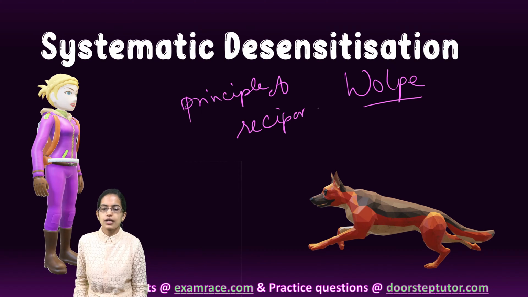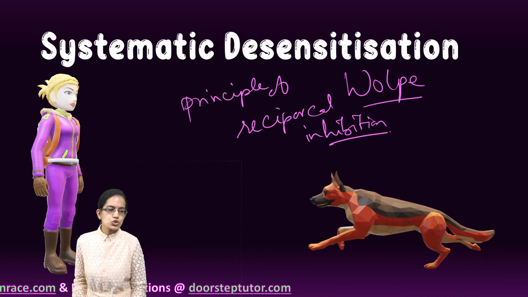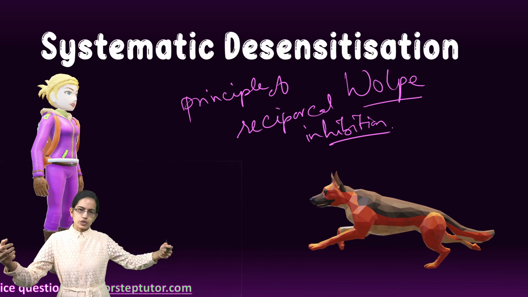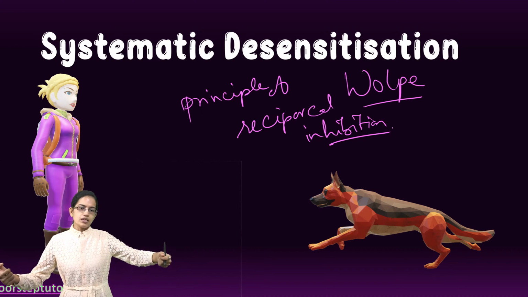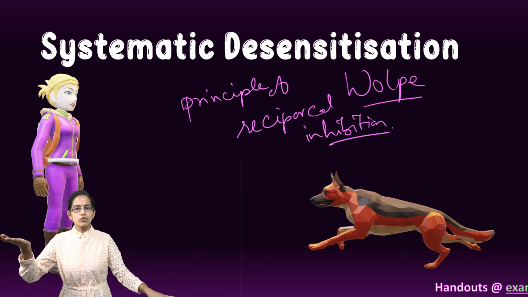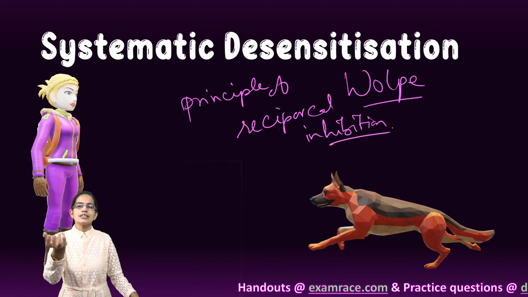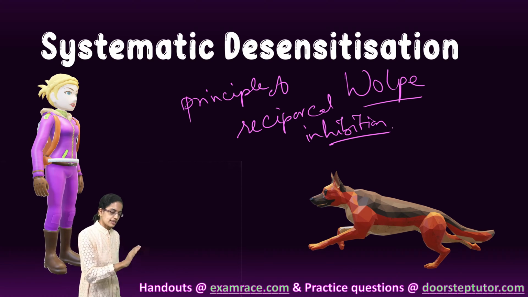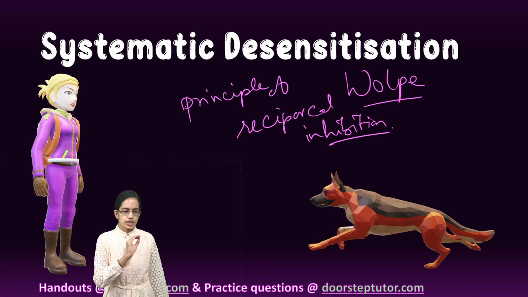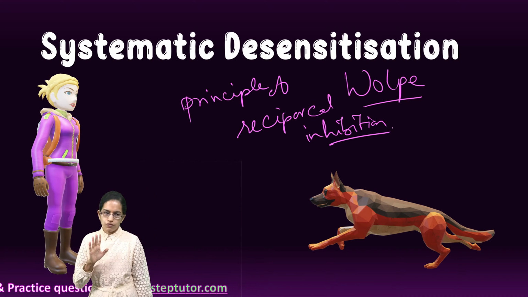I repeat again, reciprocal inhibition says that there are two mutually opposing forces which are working at the same time. The weaker force needs to be inhibited, and therefore the opposite force would automatically gain momentum, and there would be more relaxation that can be provided in fear-provoking instances, which can in the long run reduce the levels of anxiety.